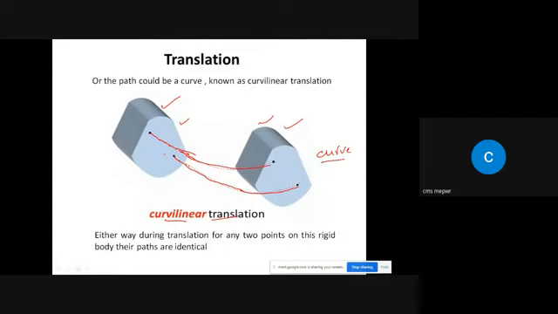Sorry, I was using this word particle. Instead of particle, we can use the word point. And the path followed by this point is the same as the path followed by the second point. Means both are identical in shape.